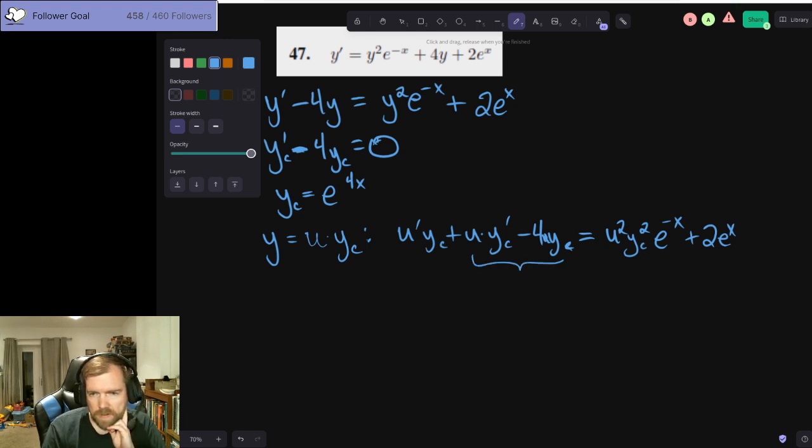Right here, this stuff is going to be 0 again, because again, y sub c prime minus 4 y sub c is going to be 0. We just factor out the u's from both of those terms. So that's gone. Again, we don't have something quite separable this time.